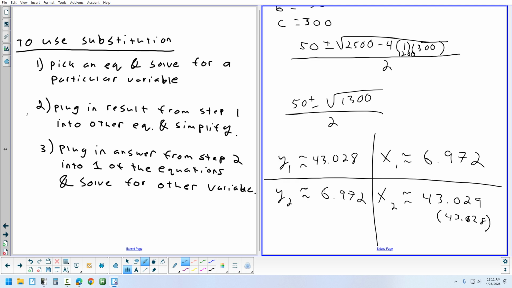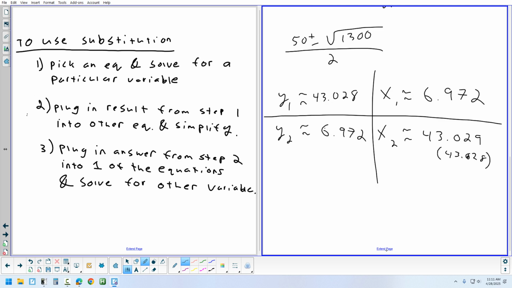What do you notice? Think about this in terms of being the length and the width of a rectangle. What's the difference between the 2 answers? Just rotated, right? So if this was length and width, your first rectangle looks like that, and your second one looks like that. But they're rotations of each other.